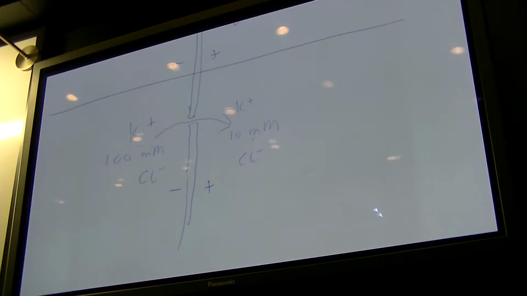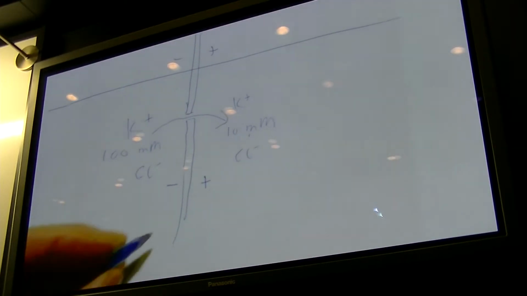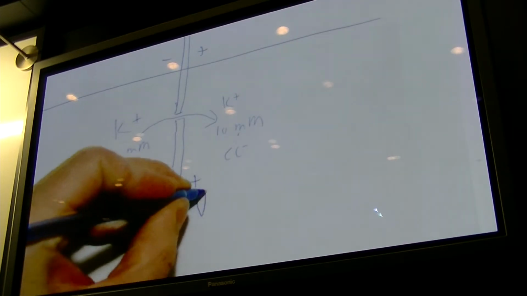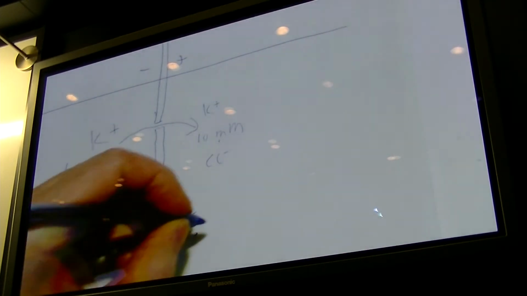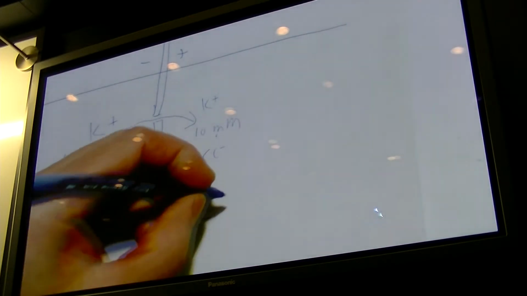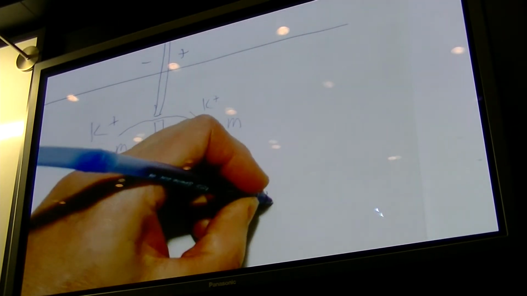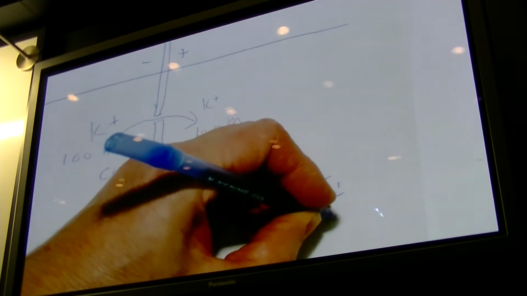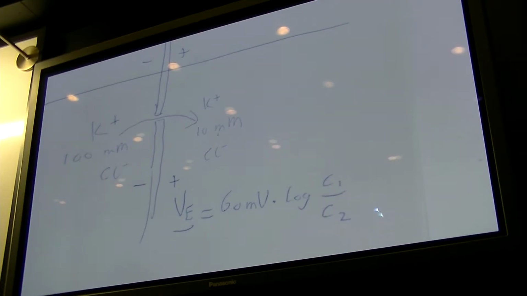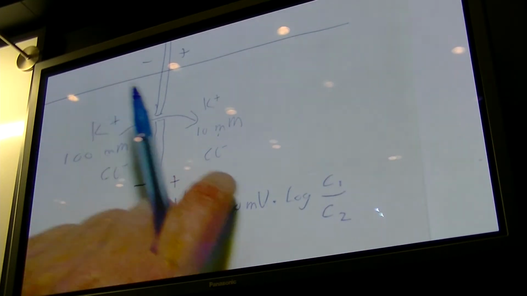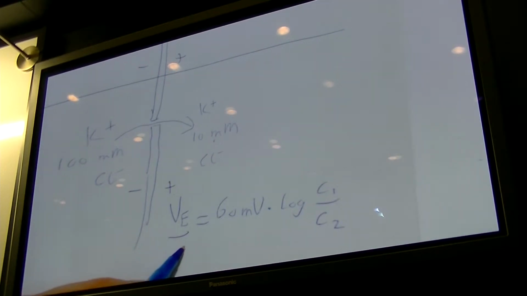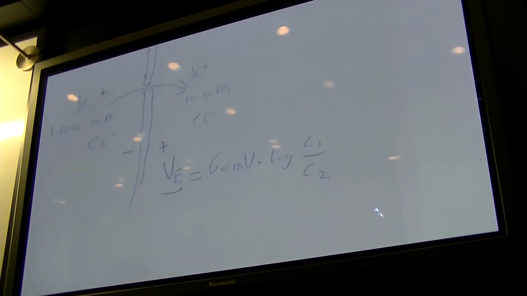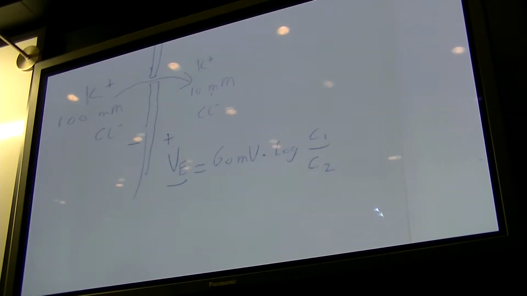No net movement anymore. The magnitude of that membrane potential is given by, you should remember, the equilibrium potential, which at 27 degrees equals 60 millivolts times the log of concentration 1 over concentration 2. You can choose concentration 1 on the left or on the right, it doesn't matter. You get here with this equation, which is called the Nernst equation, the absolute value of the membrane potential that is established.